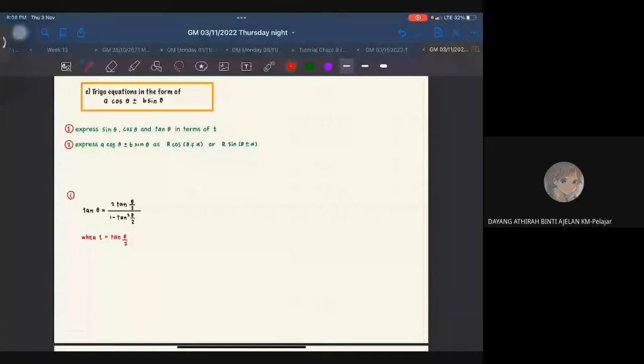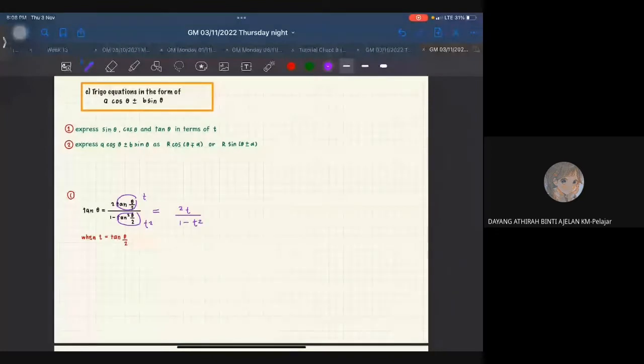Okay, so jom, kita lagi sekali. Kita start. Okay, so kita substitutekan tangent theta over 2 equals to T. Daripada atas ni, saya akan dapat this one is gonna be T, and this one down here is gonna be T. Okay, so saya dapatlah dekat sini 2T over 1 minus T squared.